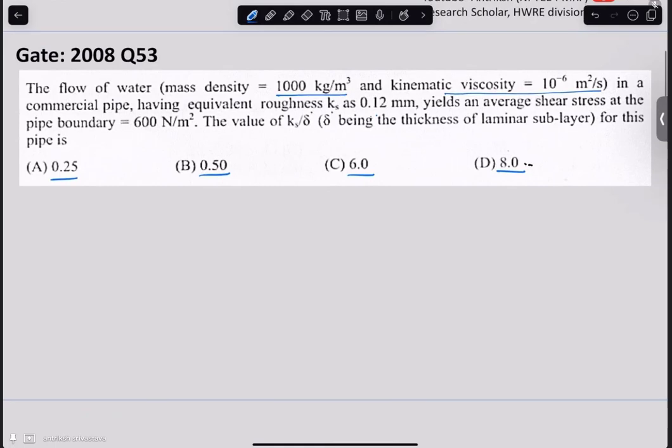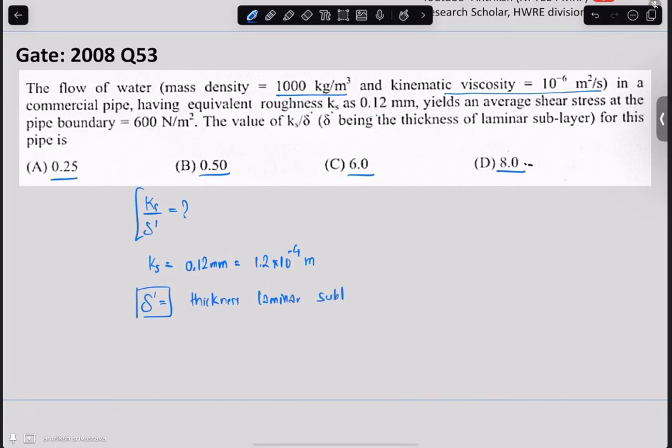Now, we are asked Ks by delta dash and we are already given Ks as 0.12 mm or 1.2 into 10 power minus 4 meters. So the only thing we have to do is find the delta dash, that is the thickness of laminar sublayer. So how do we go about doing this? There are a few things that we need to know before solving this question.